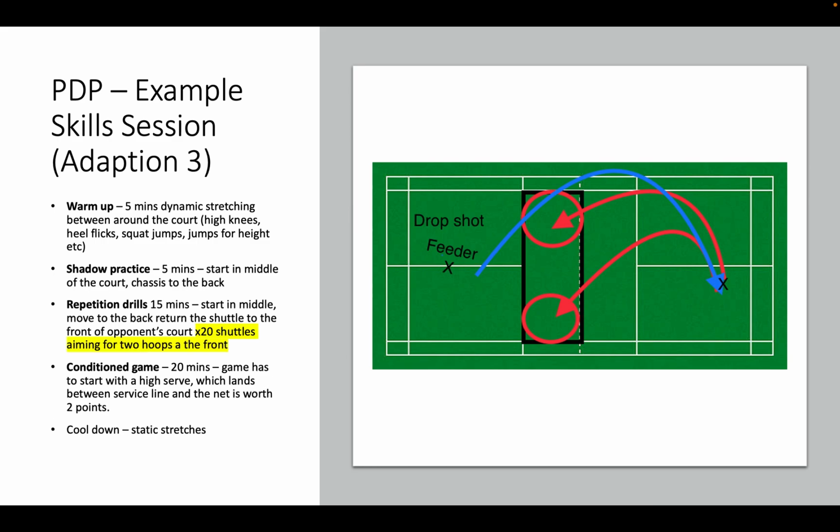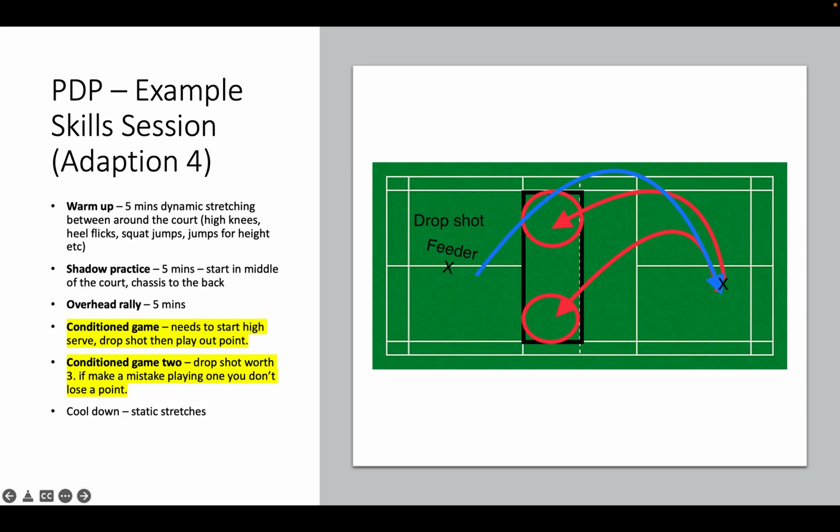So we're going to increase the difficulty of the drill. Another example could be, like you can see on the picture there, we would add in 2 hoops at the front of the court. So we're now trying to develop the accuracy as well as the correct technique and the consistency of skill. So we're now trying to direct it towards a small target at the front of the net.